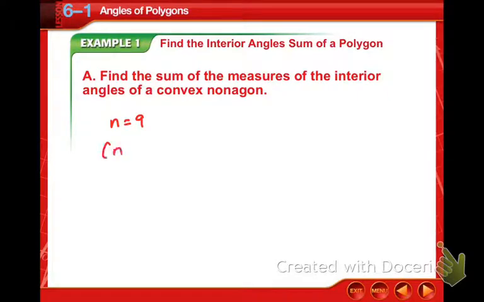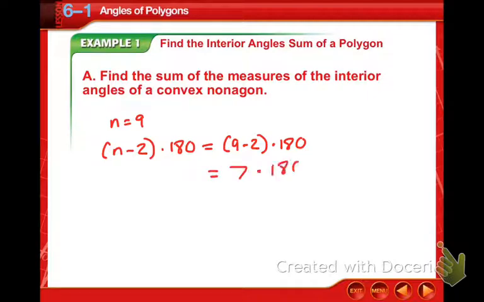And our formula we know is n minus 2 times 180. So that means 9 minus 2 times 180 is what we're looking at here. And we know that 9 minus 2 is 7, times 180. Using a calculator, unless you know what 7 times 180 is, if you do, props to you, it is 1260. And there's our answer. So the sum of the measures of the interior angles of a convex nonagon is 1260 degrees.